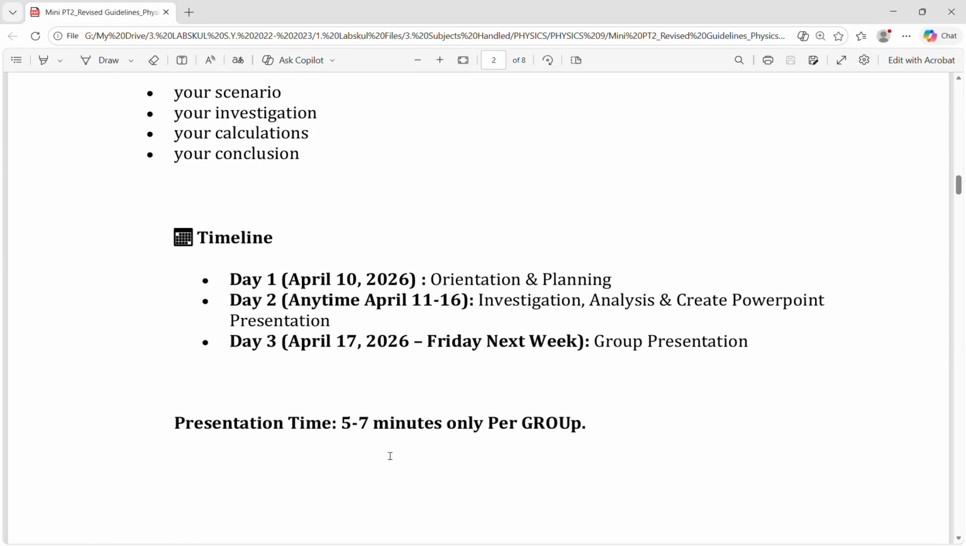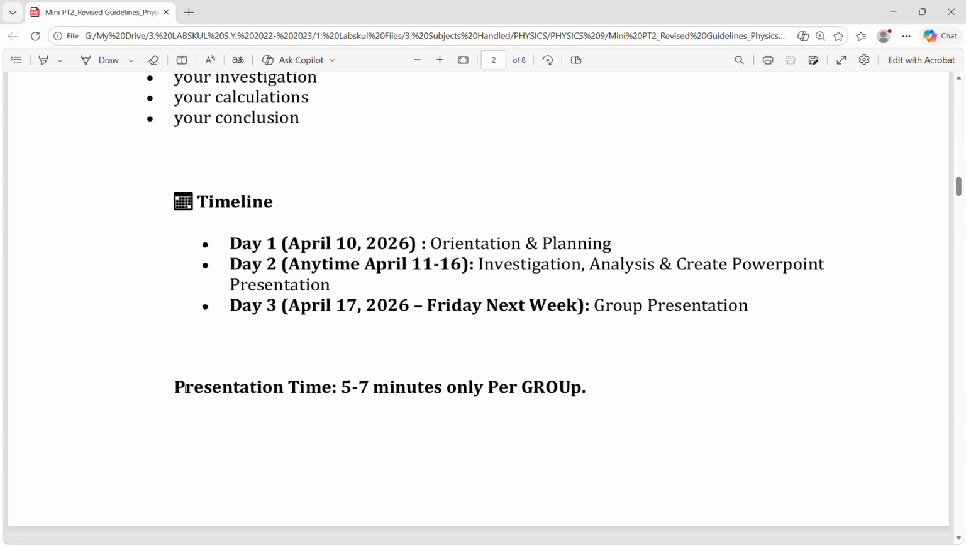Again, remember, each group is given only 5 to 7 minutes to present. Previously, it was 3 to 5 minutes. I saw that many groups, though not most, found 3 minutes not enough. That's why I adjusted it to 5 to 7 minutes per group.